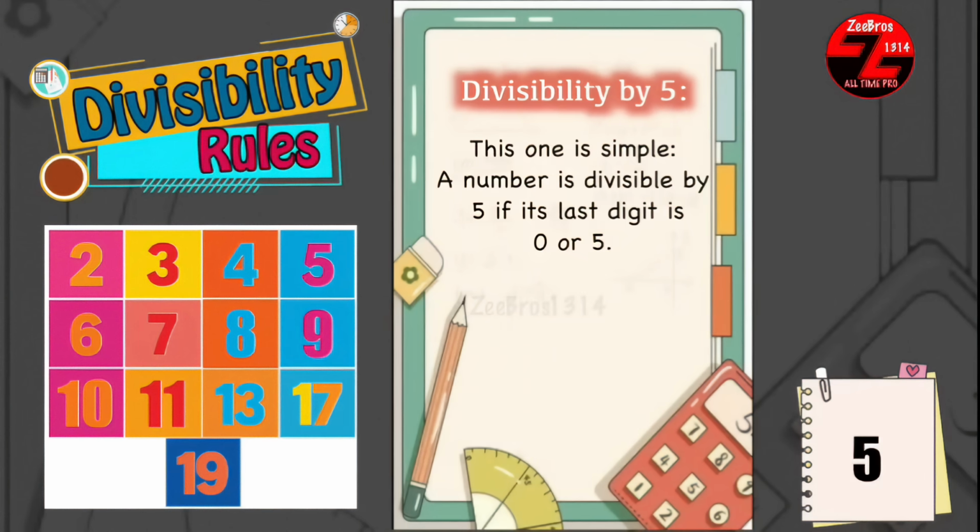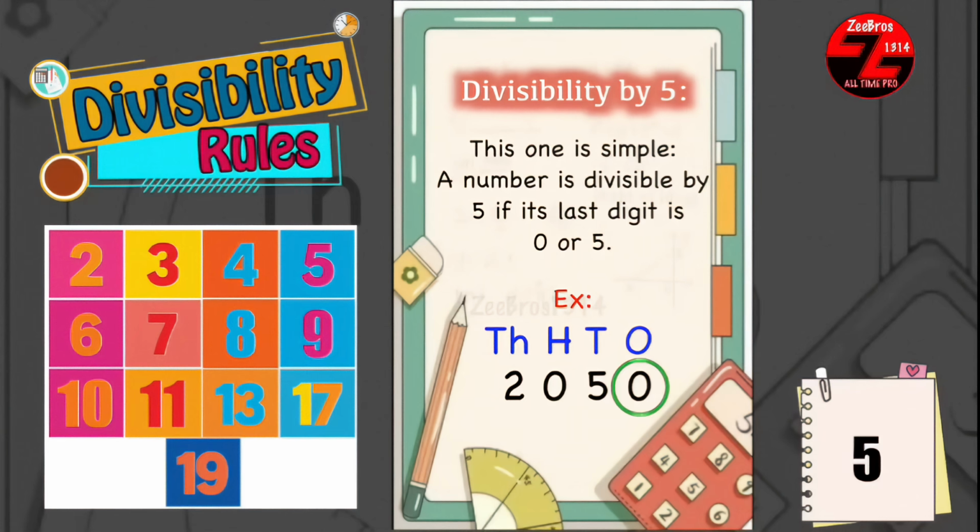This one is simple. A number is divisible by 5 if its last digit is 0 or 5. Let's take an example. 2050. Here, the last digit of the number is 0, which comes under divisibility rule. So, we can say 2050 is divisible by 5.